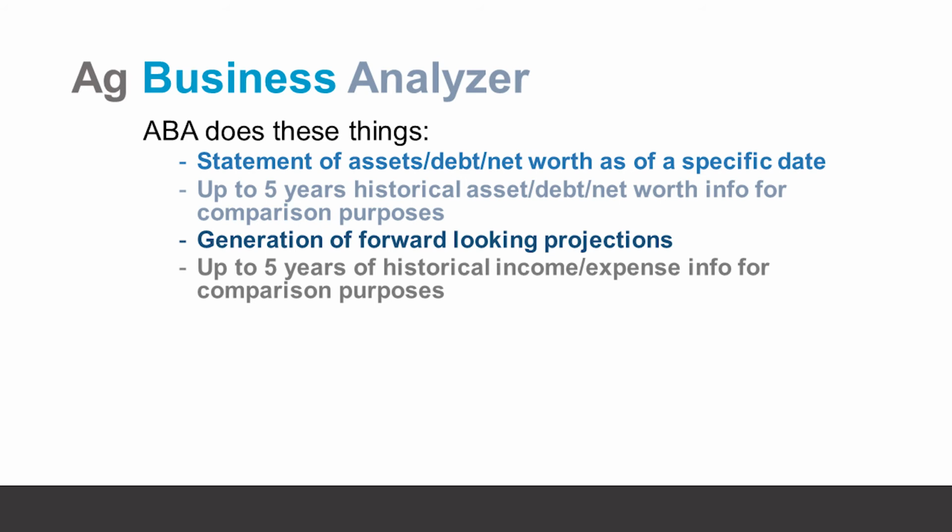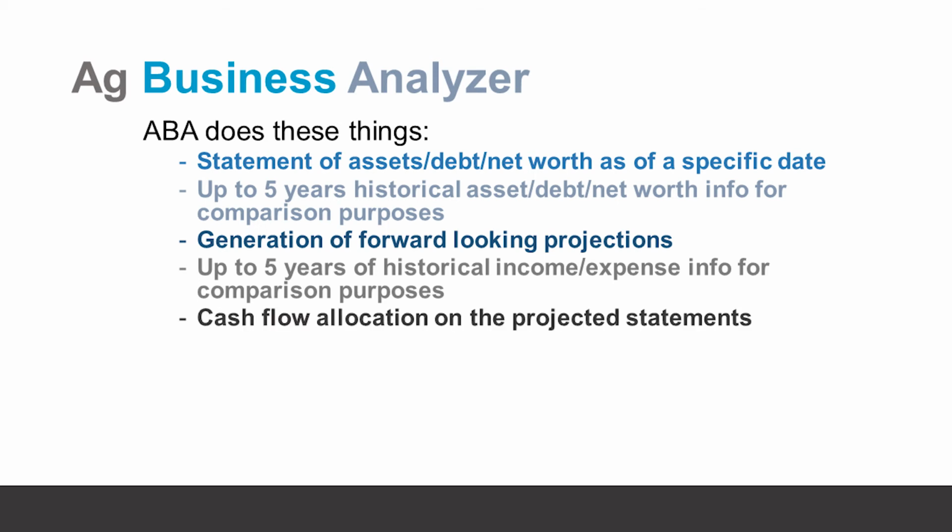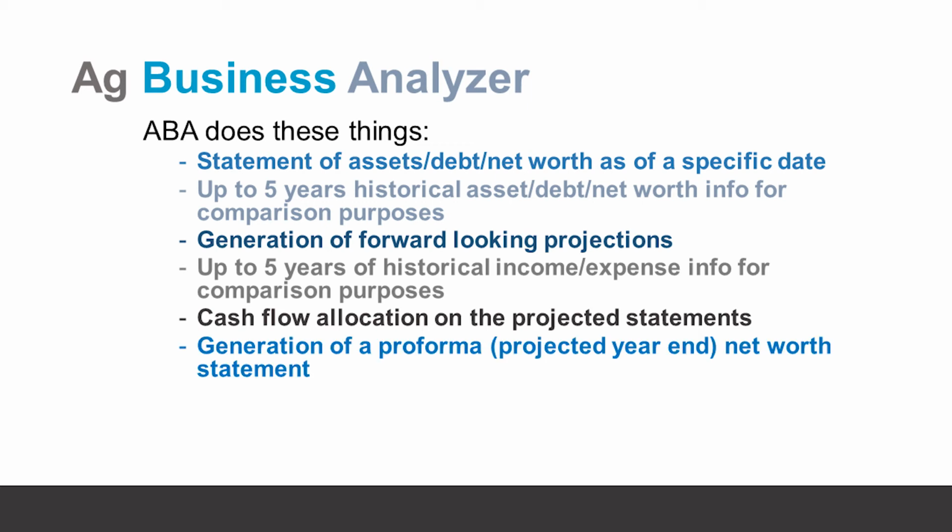It allows for entry of up to 5 years of past income and expense information for comparison purposes. If desired, accrual adjustments can be applied to those numbers as well, allowing for generation of past numbers on an accrual basis. It allows for cash flow allocations on the projected income statements, so projected cash flow statements can be generated. From the information provided, that's the current statement of assets and debts and projections for the projected year, the ABA program develops a projected pro forma or year-ending statement of assets and debts.